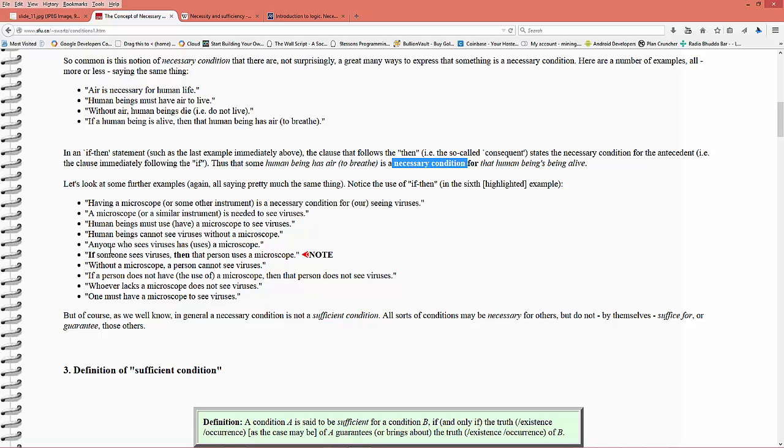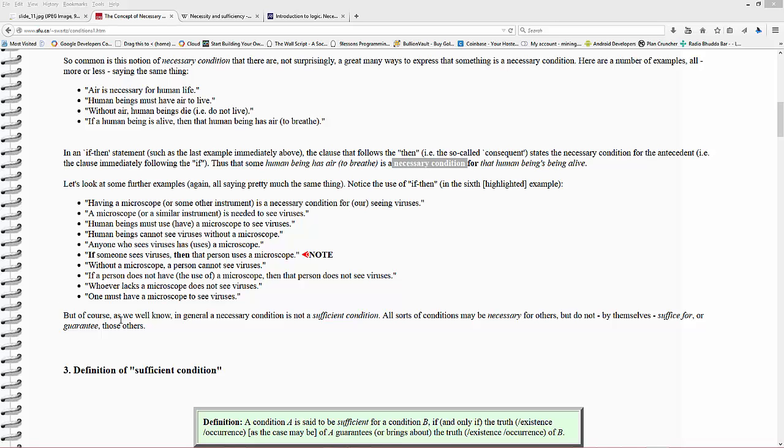Let's look at it through a number of examples. A microscope or a similar instrument is needed to see viruses. You could restate it in a different way. Human beings must have a microscope to see viruses. In the form of an if statement, you may put it in the following way. If someone sees viruses, then that person uses a microscope. All of these statements are necessary conditions.